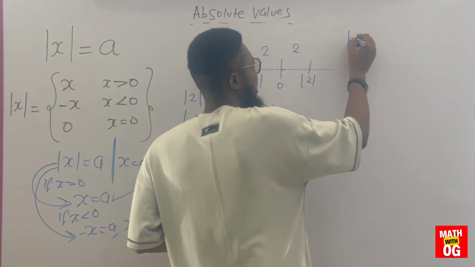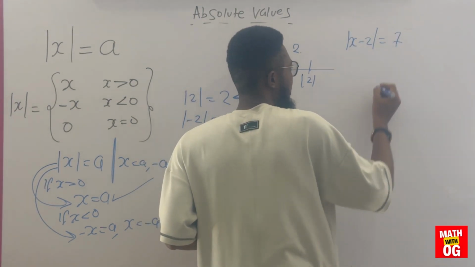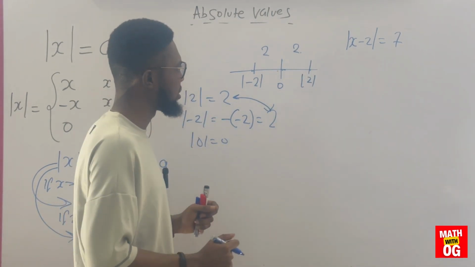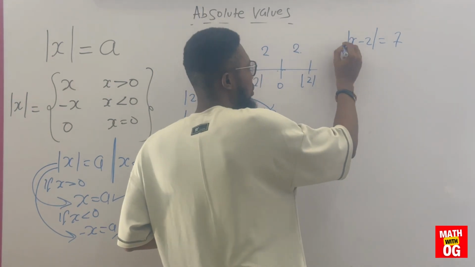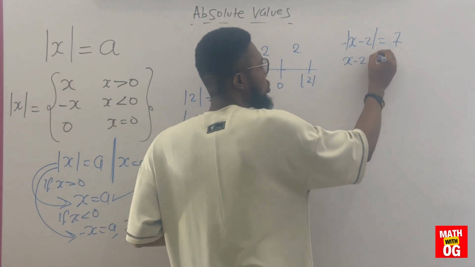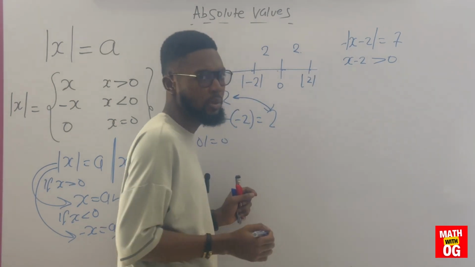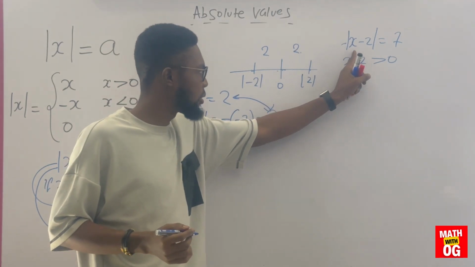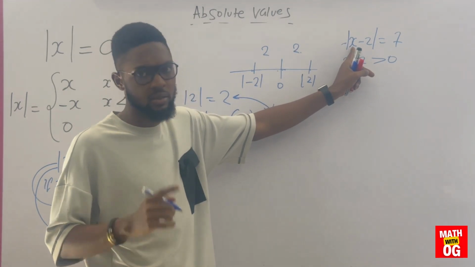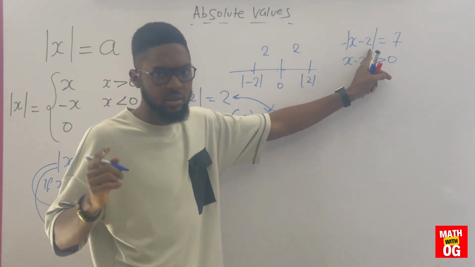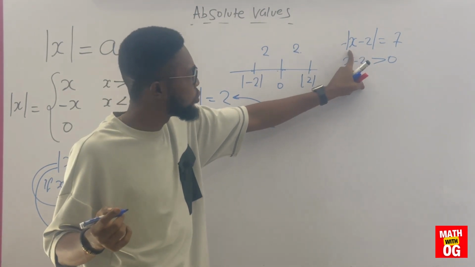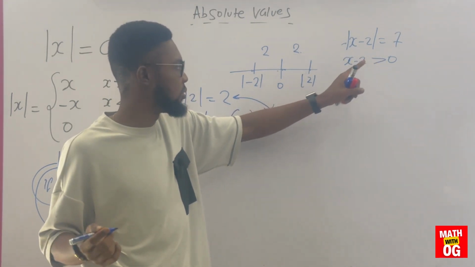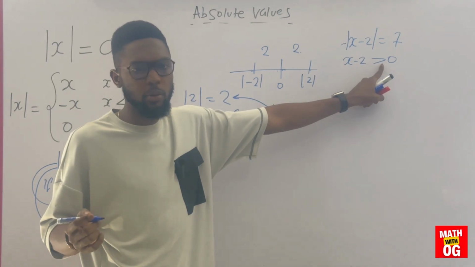Now let's bring out another question. You have something like this: the absolute value of x minus 2 is equal to 7. First of all, you assume that x minus 2 is greater than 0. That simply means x minus 2 is a positive value. We don't know the value of x, so therefore x minus 2 can be positive or negative. If x is greater than 2, everything here will be a positive value. If x is less than 2, everything here will be a negative value. So let's assume that x minus 2 will give us a positive answer.